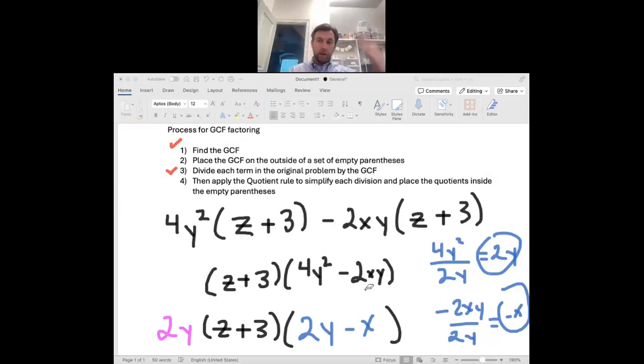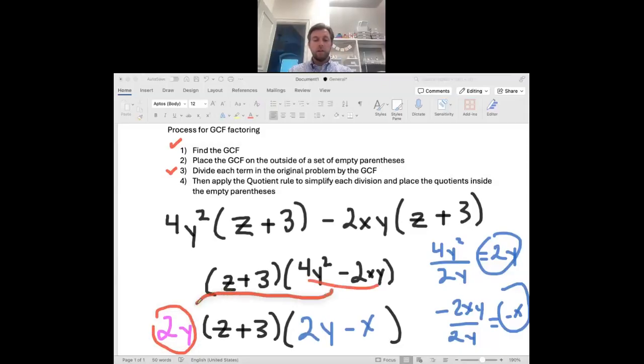I think she's trying to ask, so we found the GCF, which is z plus 3, and then we put that in the parentheses, and then you came with the 4y squared minus 2xy. So the greatest common factor in that is 2 because you can do 2 into 4. So that's where the 2 comes from? Yeah, this over here. The 2y, yes. This was pulled out of here.